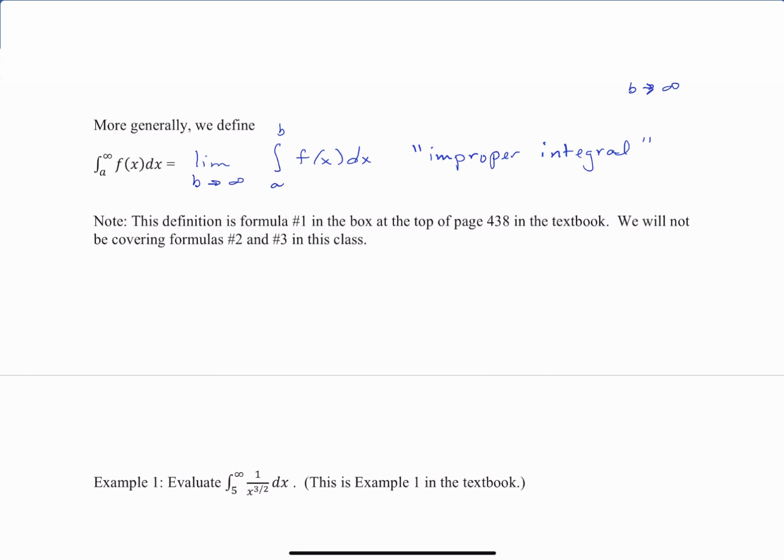Now this formula that I've just written here is number 1 in the box at the top of page 438 in the textbook. We're not going to be covering formulas 2 and 3 in that box. What's different about them is they have an infinity as a lower limit, and we're just not going to go there. I don't think we need to for this class. Next, we'll see some examples of evaluating these.